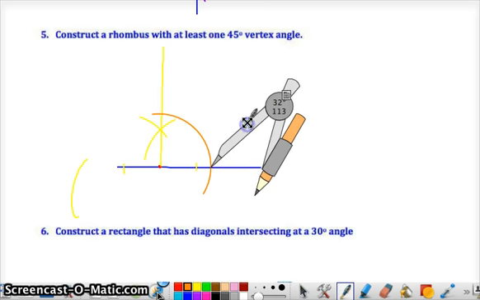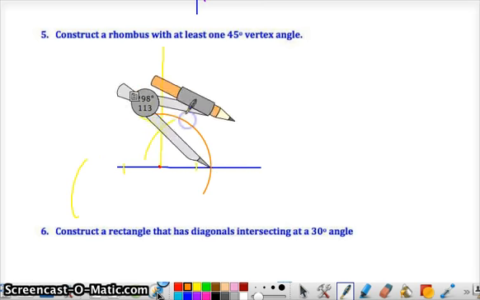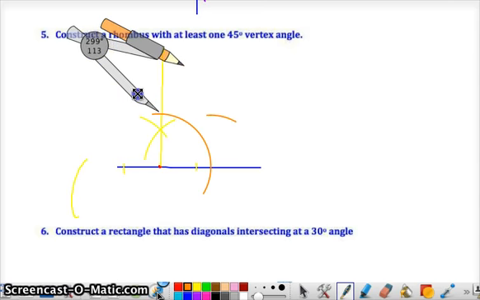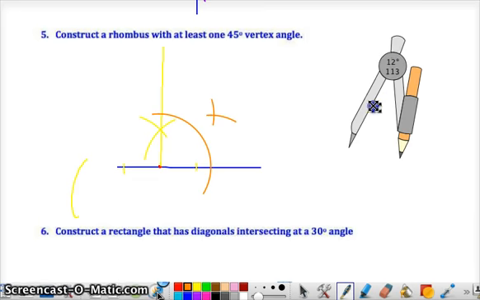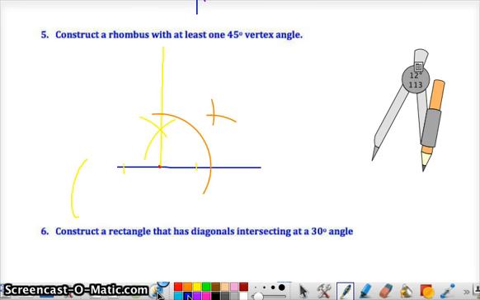So how do we bisect? You put your compass on that intersection point out here, and make those two arcs intersecting the sides of the angle. Okay, so I need to construct a rhombus with at least one 45-degree angle. So this is a 45-degree angle.